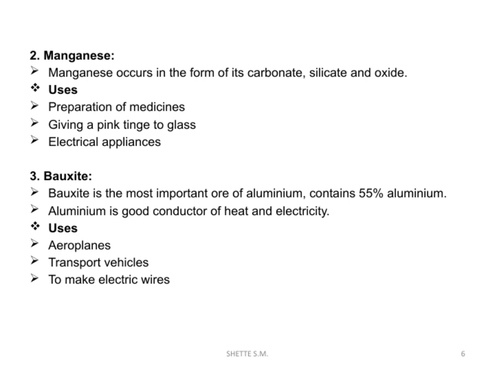We use aluminium to build aeroplanes because its light weight and strength are ideal for aviation. It's also used in transport vehicles, helping to reduce weight and improve fuel efficiency. Moreover, aluminium is essential for making electric wires, facilitating the transmission of electricity efficiently across long distances. So, both manganese and bauxite are vital minerals that contribute significantly to various technological and industrial advancements, fitting into our overall theme of understanding key raw materials and their uses.